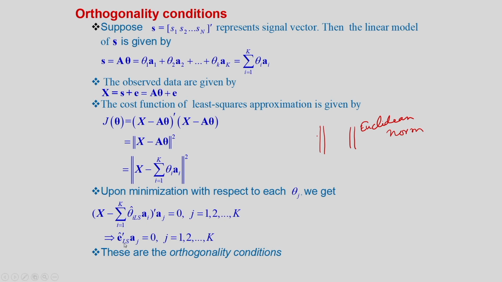So, this condition that E LS hat transpose A j equal to 0 for j is equal to 1, 2 up to k is known as the orthogonality condition. So, the error is orthogonal to each of the column vectors.